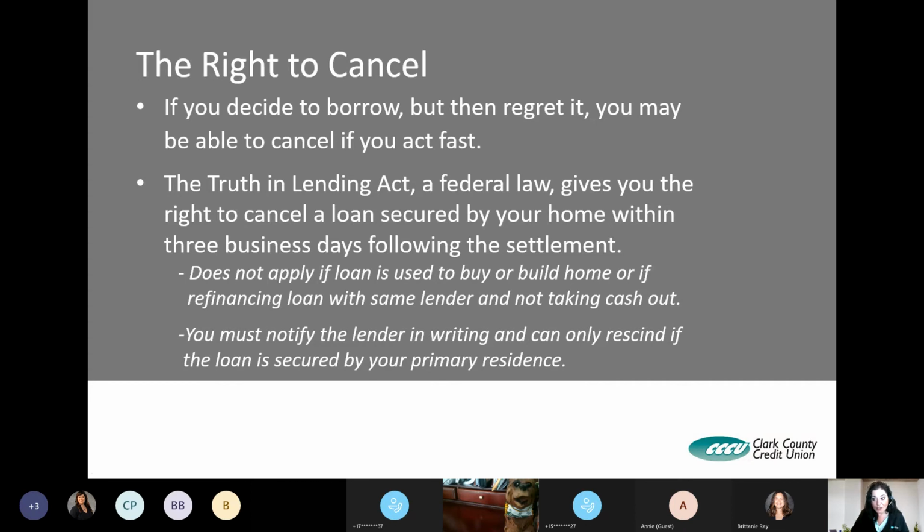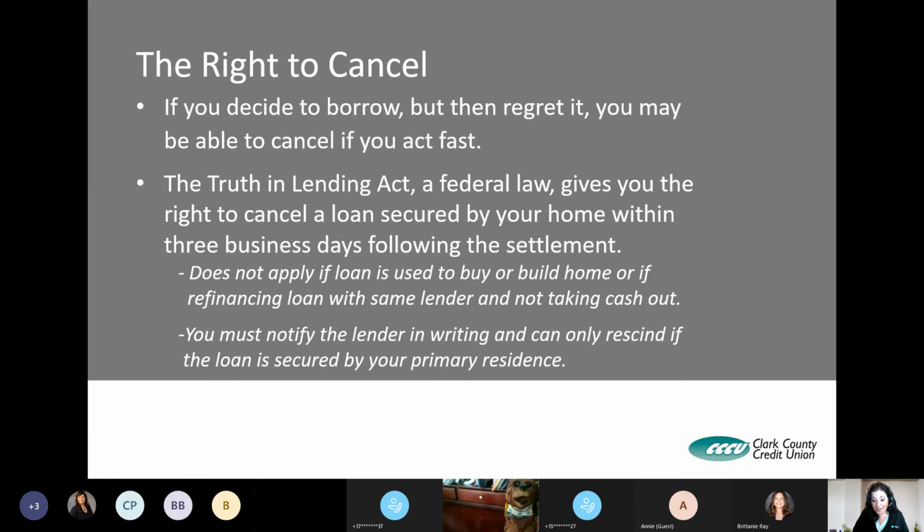Any questions about your right to cancel? This is, by the way, on your primary residence only. You have the right to cancel if you're borrowing against the equity in your primary residence. If you have a rental and you're borrowing against the equity there, which we're not currently doing, but we are going to be doing soon in the months to come, there is no rescission, no right to cancel on a rental property or second home, only your primary residence, okay?